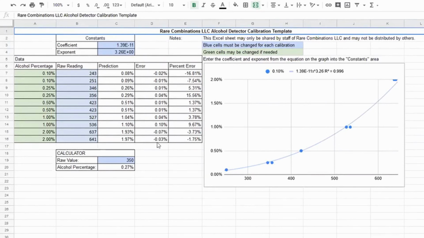You can see here, everything is pretty much the same. You still have E negative, a pretty large number, X raised to 3 point something or 2 point something. You still have your R-squared value to look at here. You still have your predictions and your error and your percent error. Your coefficient and your exponent are still up here, and your calculator is still down here. Again, if you're using Google Sheets, please don't import the Excel file into Google Sheets because it will completely break it and you'll get very inaccurate readings. So let me know if you need this Google Sheets document and I'll be more than happy to share it.